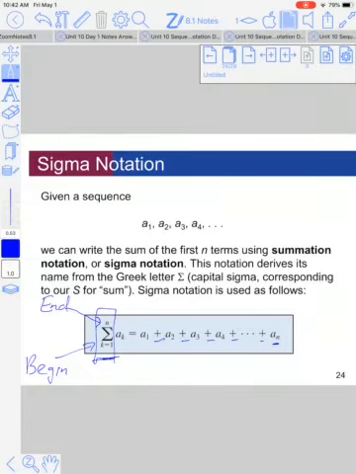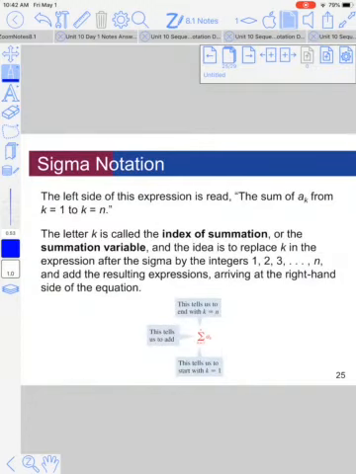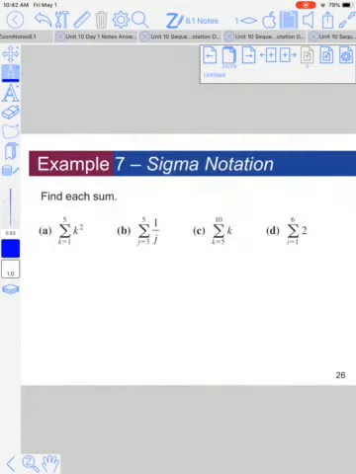Okay, so sigma, sometimes you'll see it on Excel. If you're trying to sum up a bunch of cells, then they actually have a shortcut button, and it's that sigma button. Let's go ahead and take a look and do a problem here, okay? So let's take a look at slide number 26. It says find each sum.